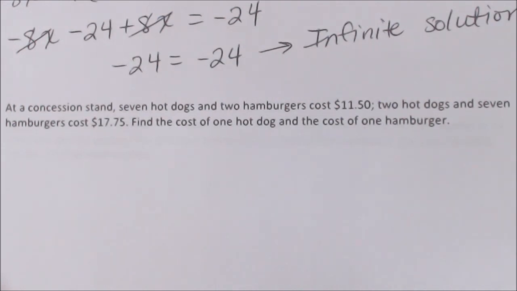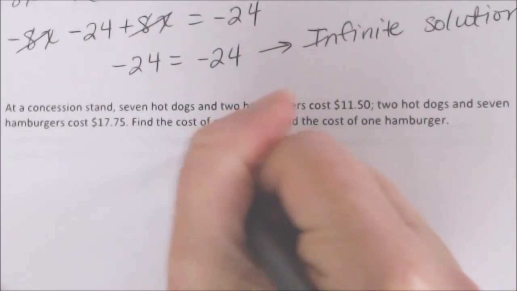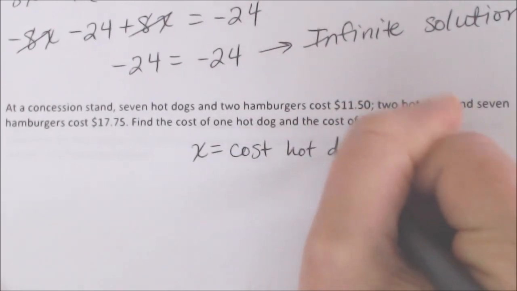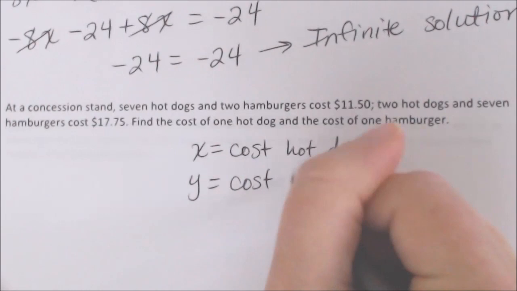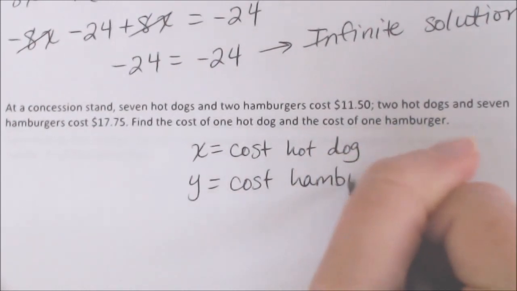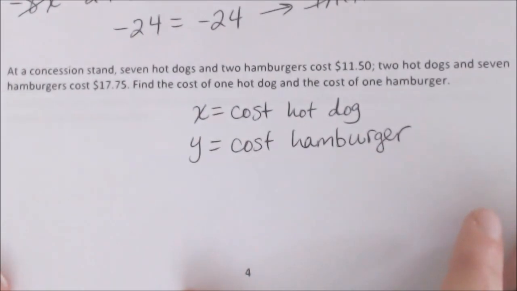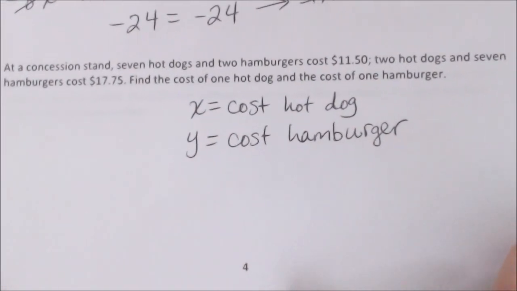So before we get too into this, let's define our variables. The cost of 1 hot dog, I'm going to call that X, cost of a hot dog. And then the cost of a hamburger, I'm going to call that Y. So when you have a question like this, start by defining what your X and Y are going to be. So let's set up an equation based on the words they gave us. Remember back in chapter 1, we practiced a little bit with taking words and translating them into an equation.